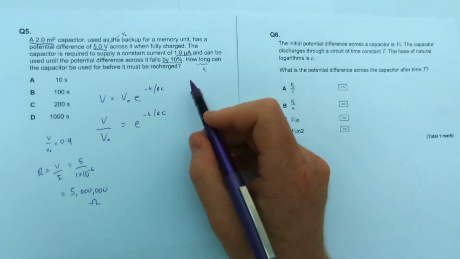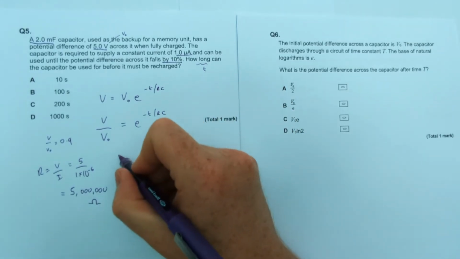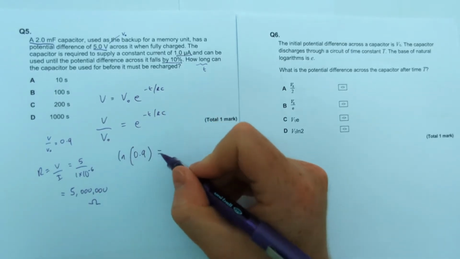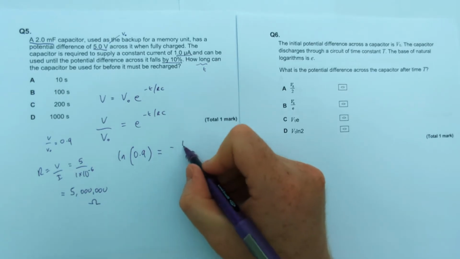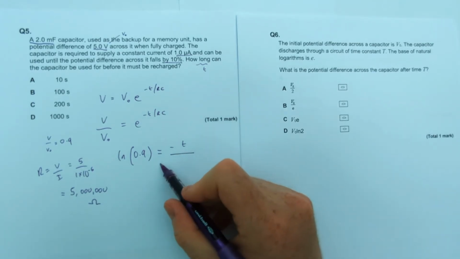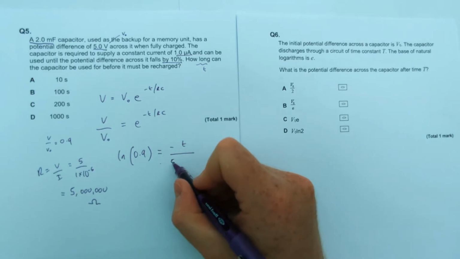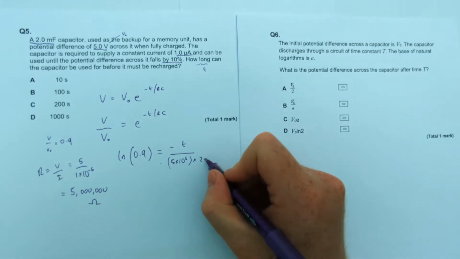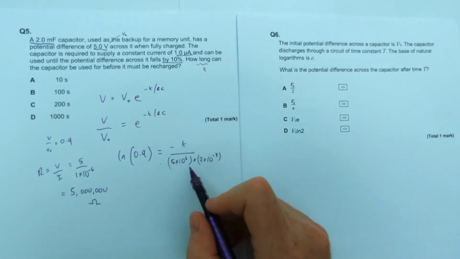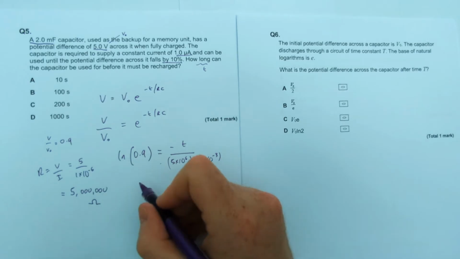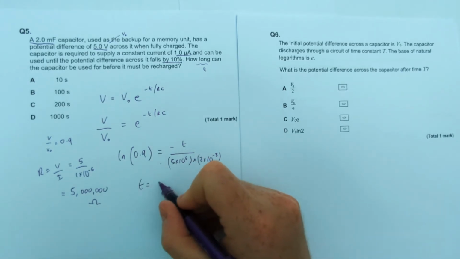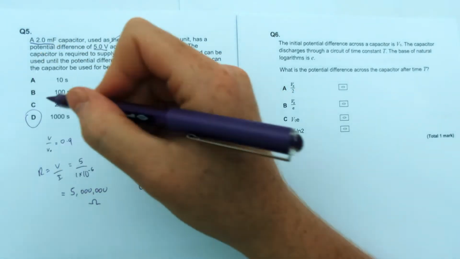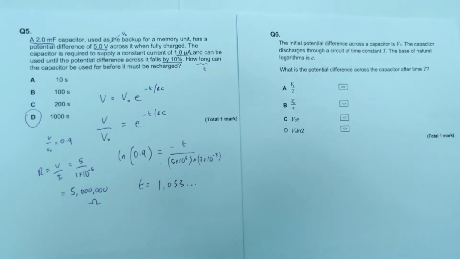To find T, we are going to have to bring this down. So we said V over V0 was 0.9, so ln 0.9 equals minus the time taken, the thing I'm trying to find, divided by RC. So R we said was 5 times 10 to the 6. And C, the capacitance, is given up in the top of the question, 2 times 10 to the power minus 3. So getting these values onto this side, we have a final calculation which ends up being just over 1,000 seconds, which is going to be option D for this question. That's the time taken before it needs to be recharged.